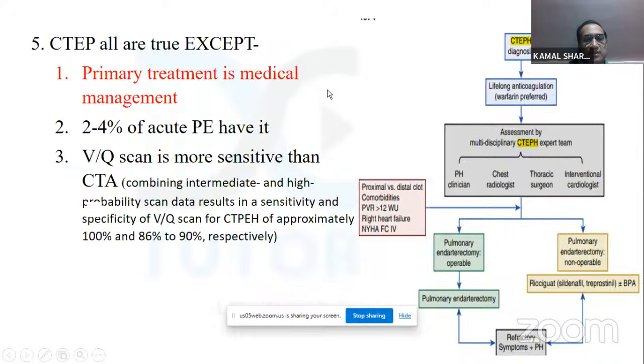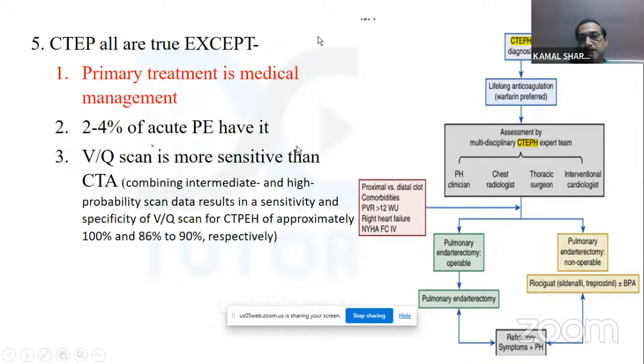CTEPH, there was a question. All are true except, I think most of you got it right. Primary management is not medical management for a massive, symptomatic CTEPH patient. The symptomatic patient where CTEPH, this again, framing is important.